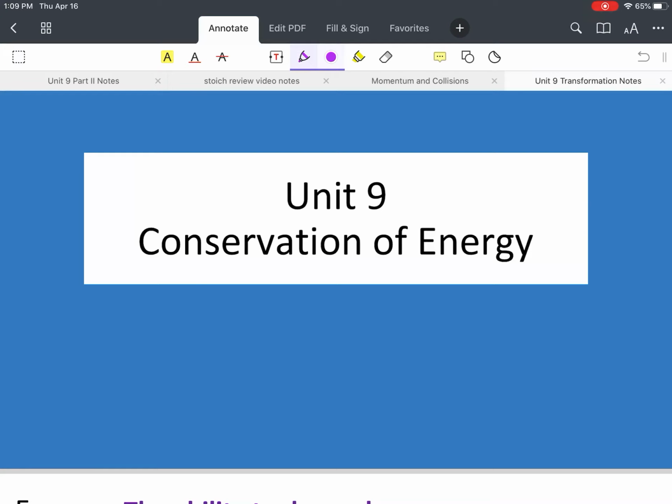Okay, so this is just a quick little review of yesterday's notes and then kind of to explain what you're going to be doing today for today's activity. This whole unit is basically just talking about how energy is conserved. We're still talking about the law of conservation of energy. It's just like all of our other conservation laws. Energy can never be destroyed or created. Okay, it can only be transformed.